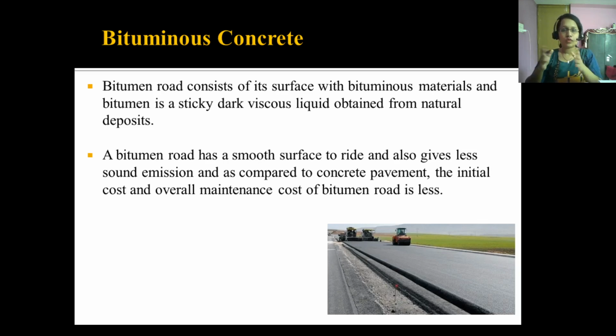So a bitumen road consists of a surface with the bituminous materials, and bitumen is a sticky, dark, viscous liquid which is obtained from the natural deposits. A bitumen road has a smooth surface to ride and also gives less sound emissions as compared to the concrete pavement. The initial cost and the overall maintenance cost of a bitumen road is less.